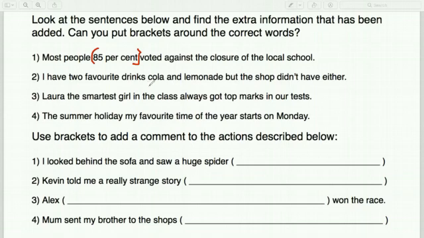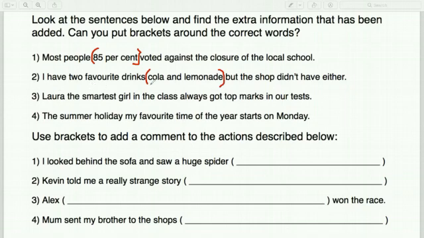So I'm going to put it here, around the cola and the lemonade. So you read the sentence like this: I have two favorite drinks, but the shop didn't have either. The extra information is the cola and lemonade. Nice information, good information, but you don't have to have it in there for that sentence to make sense. Okay, let's go to number 3.